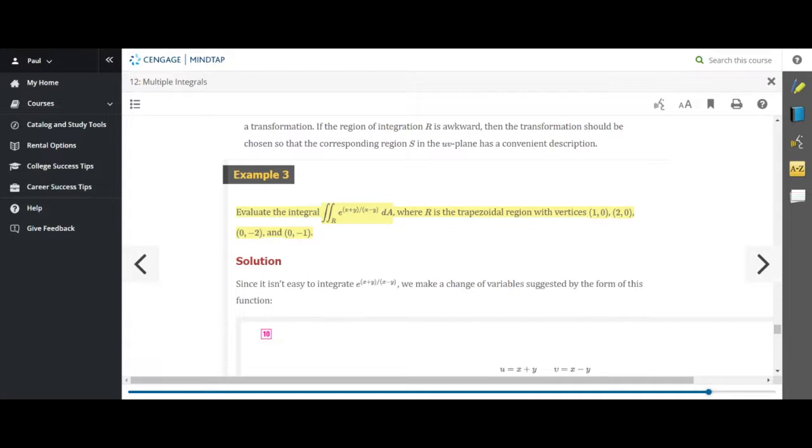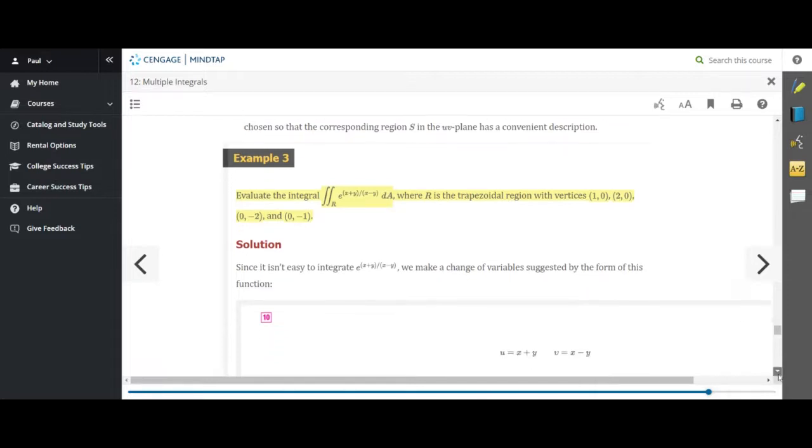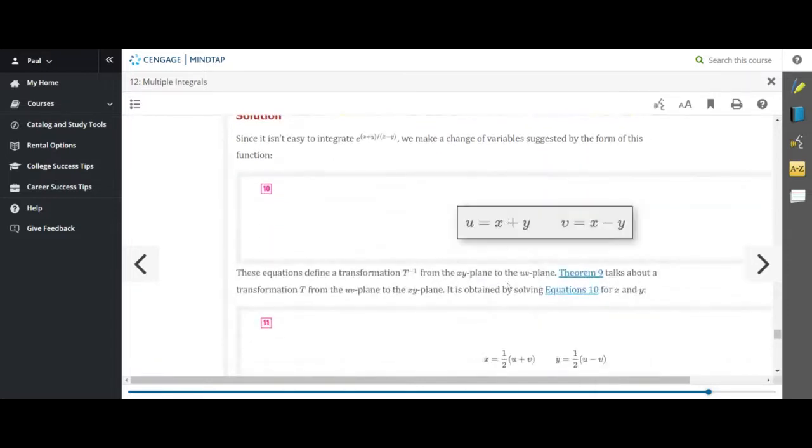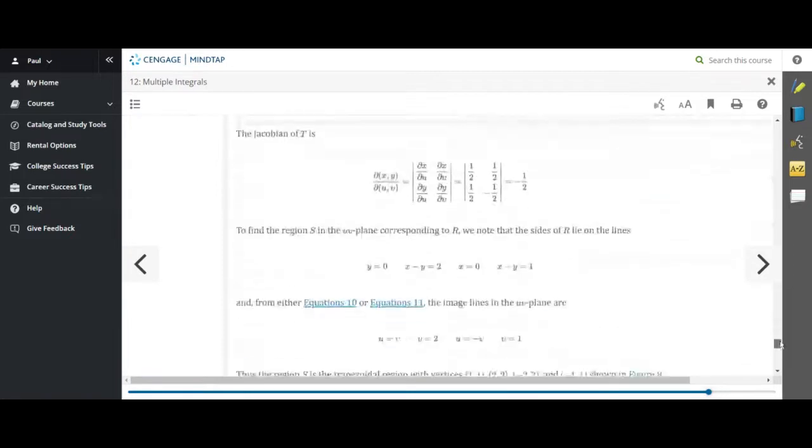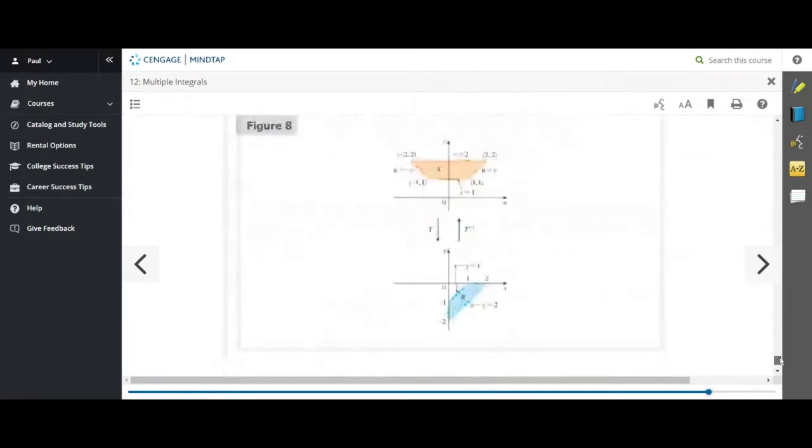So what you do is you make a change of variables. The natural change of variables would be: let u equal x plus y and let v equal x minus y. That would be the natural change of variables. But if you make that change of variables, then you have to adjust your region R. You have to transform the region R.